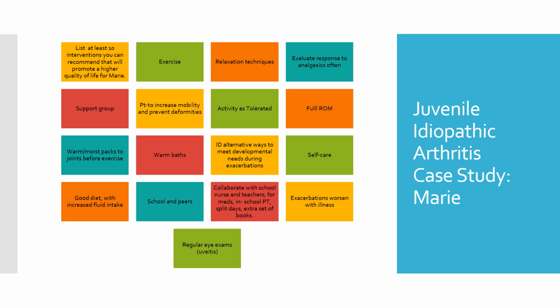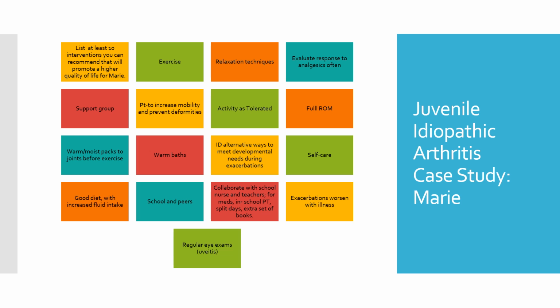So exercising will help with the stiff joints. Relaxation techniques, especially during any kind of exacerbations of pain, guided imagery, things like that, things you've learned about in the past, non-pharmacological pain relief. Evaluate response to analgesics. Often if the analgesics are not working, then we need to try something else. Support group is really important because this is a debilitating illness and affects mobility, so other kids can be really cruel. So we want to provide support groups not only for the family but for the child. The child will need support throughout their life.